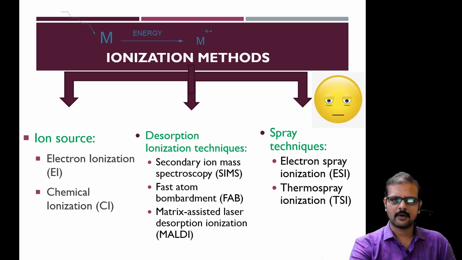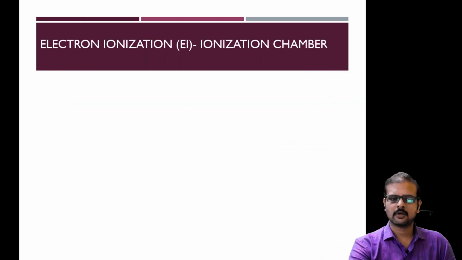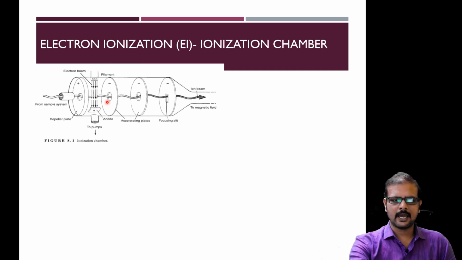So we will see each and every technique in detail. Now the first one is electron ionization. Before we go into the electron ionization method, we will see the ionization chamber. This is a typical ionization chamber, which contains an inlet where the sample is coming from the probe. There is a slit here, which ensures that a constant flow rate will be maintained. Then here you can see a filament where some energy is passed through.